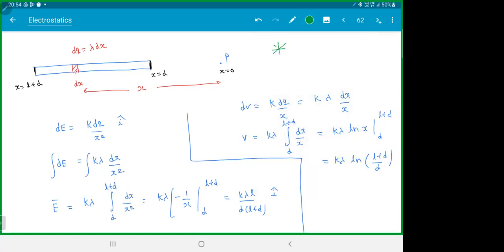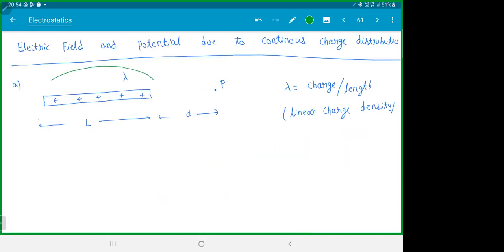Just a thing here, don't use the center of mass concept here. Since field is proportional to 1 by r square, and V is proportional to 1 by r, center of mass works only for linear functions, that is, r power 1. Because some people did this last time. They said, okay, full charge is there, I will take the total charge in the center and then find the field. Doesn't work. Blunder.